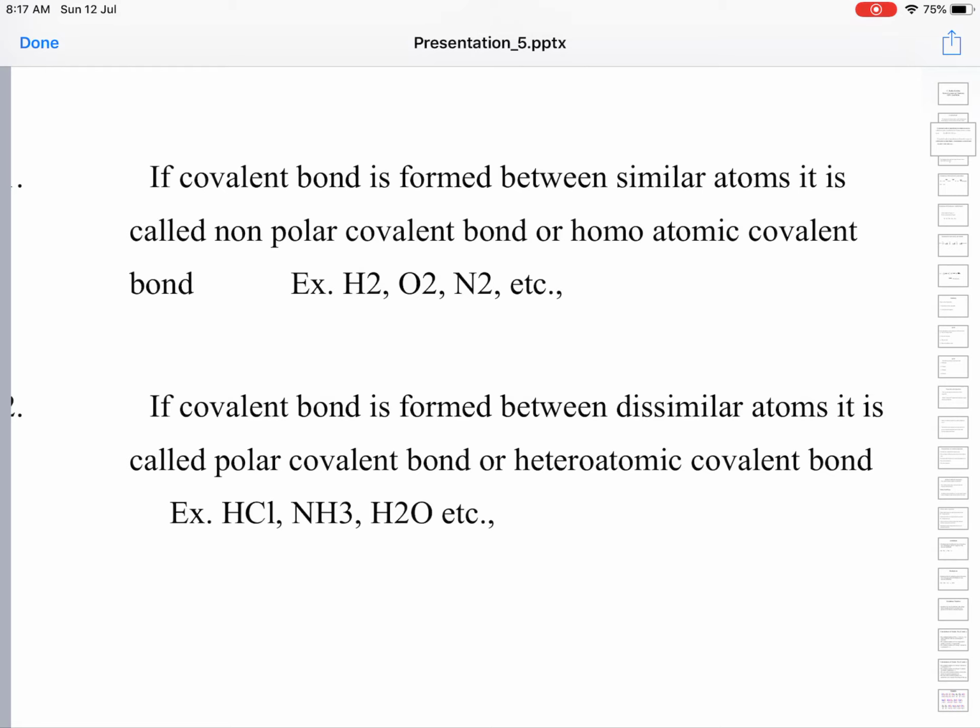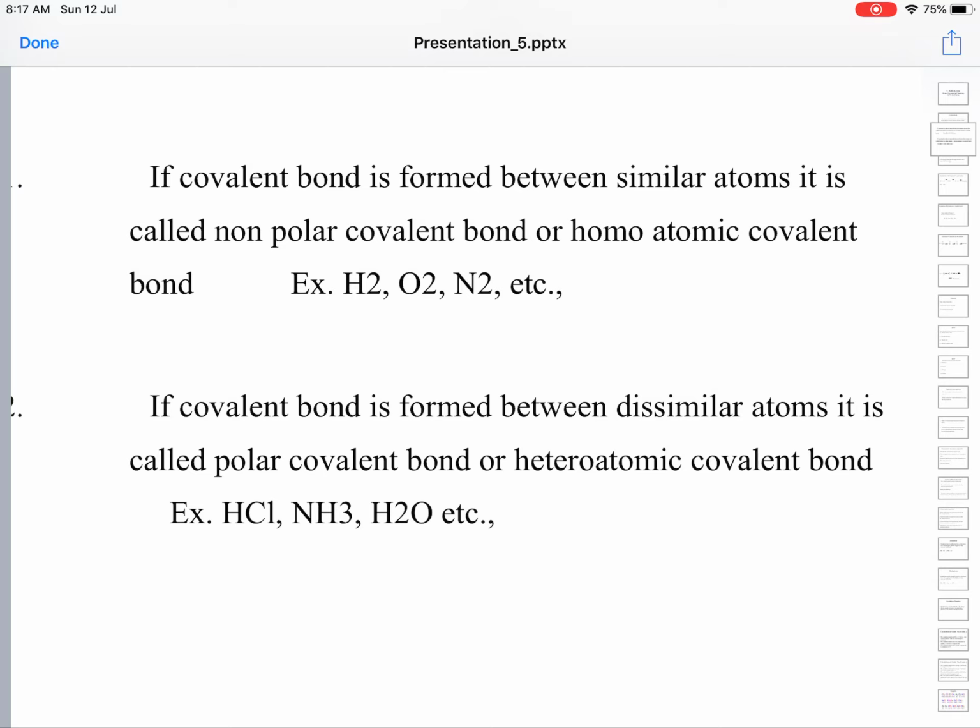Now let us go for the examples for single covalent bond. A covalent bond can be a single bond, double bond or triple bond. Let's see examples for a single covalent bond, two covalent bonds between two atoms, and three covalent bonds between two atoms.